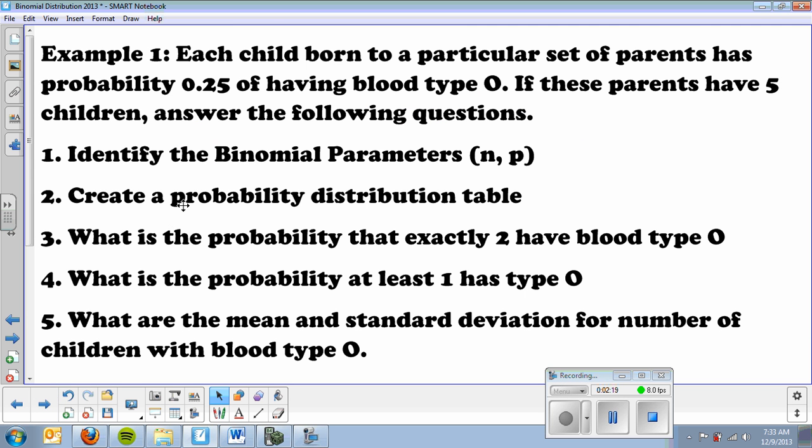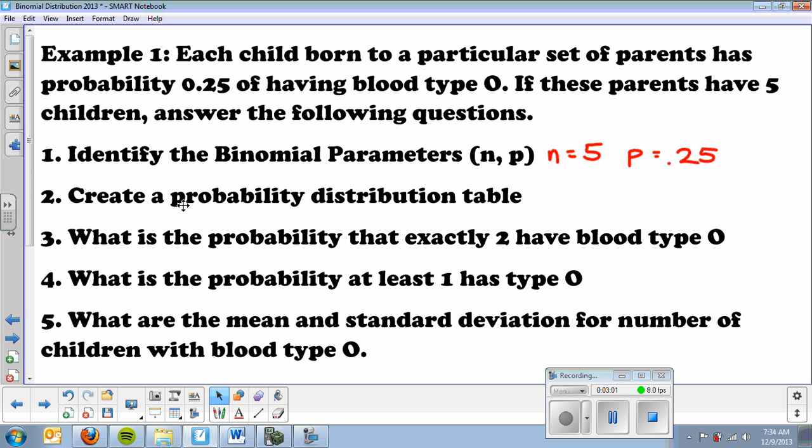Okay, so here is our example. It says each child born to a particular set of parents has a probability of 0.25 of having blood type O. If these parents have 5 children, answer the following questions. So the first thing is we get used to identifying the binomial parameters. n is the total number of trials, and p is the probability of success. In this case, since the parents are having 5 children, there are 5 total trials, and the probability of success, the probability of having blood type O, is 0.25. So we will be using those numbers to plug into our formulas.